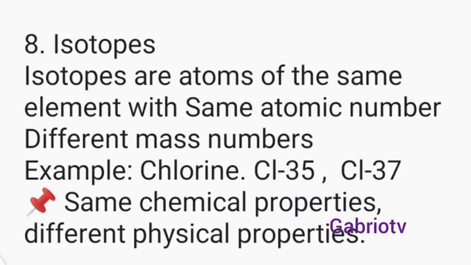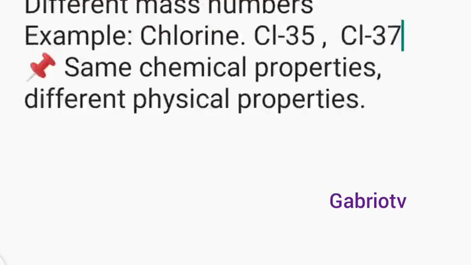Uranium 235 and uranium 234 are isotopes. Carbon 12 and carbon 14 are isotopes. Chlorine 35 and 37 are isotopes. So it goes, even hydrogen has isotopes. Hydrogen 1, we have protium, we have deuterium, and we have tritium. All of them have the same proton number, but the mass number is different. So that is that about the atomic structure.